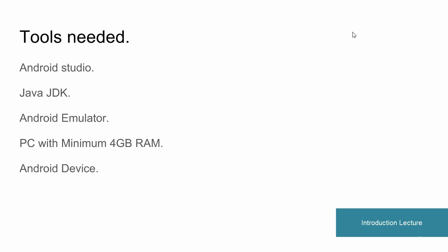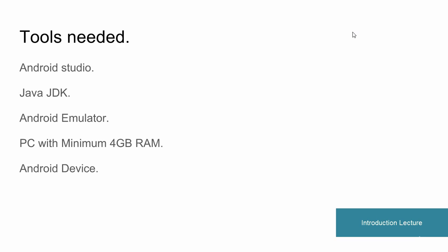Now after Android Studio, one more thing which is required is going to be the Java JDK, and we are going to connect the Java JDK to Android Studio so that we could develop applications and run them. Then finally, in order to actually run and test our applications, we are going to use an Android emulator which is built into Android Studio.